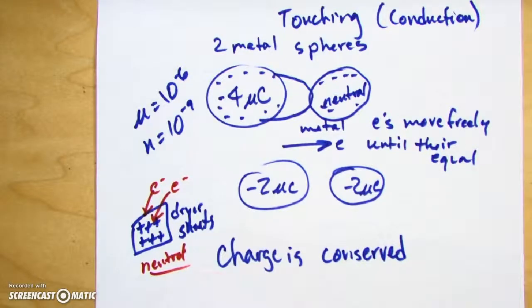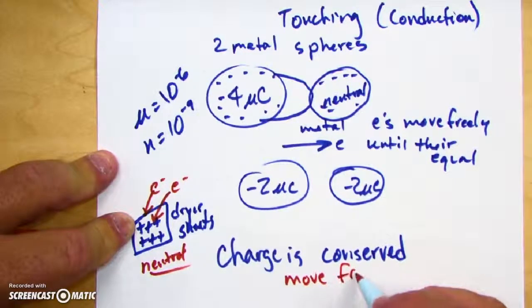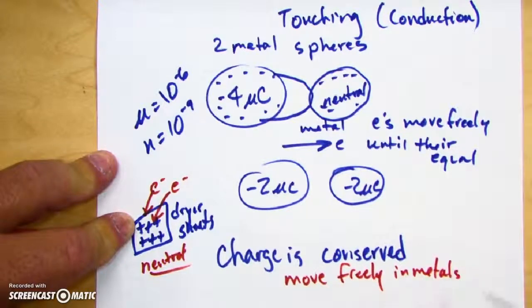We also use this for pollution control. They will attract neutral dust in smoke, by a large charge plate. They're called ionic air purifiers, or electrostatic precipitators on a big scale. So we do use this stuff. Key thing is charge is conserved. Electrons move freely in metals. They don't move freely in nonmetals.